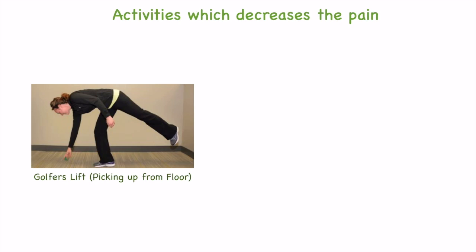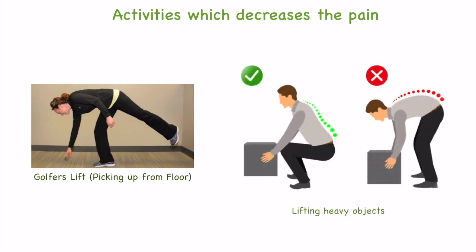If you want to pick up some kind of light object from the floor, this is the golfer's lift. In this position, you can lift the light object from the floor, and this position will help in reducing the stress in the lumbar area and will not aggravate the symptoms. And if you want to pick up a heavy object from the floor, you can bend the knees and then lift that object, and this will not put any kind of pressure on the lumbar area.